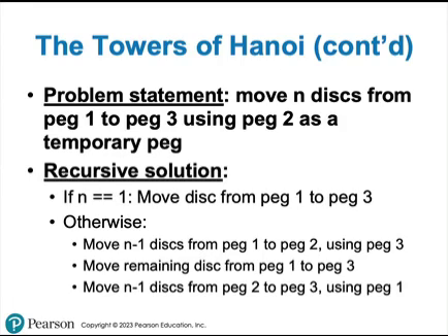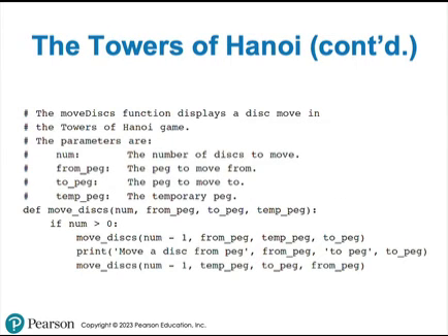That's kind of hard to say, but here's what the function looks like. We pass in the number of discs that we're moving, the from peg, the to peg, and the temporary peg. Then if the number is greater than 0, we're going to print out what we're moving, and then we're going to call the move disc function. So we're going to do the recursion.